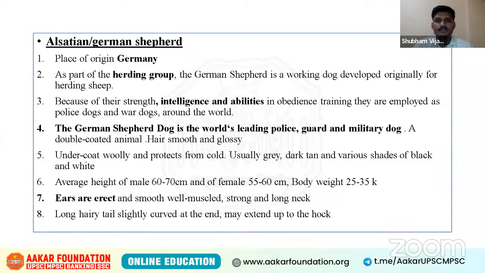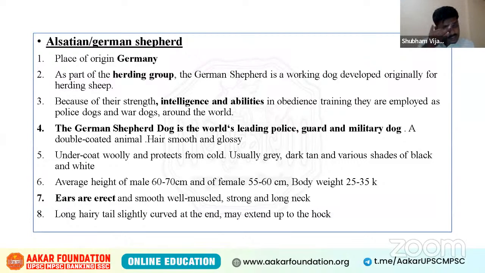This dog is the world's leading police dog and even a military dog, and it has a double coat. The skin is double coated and the hair is smooth and glossy. The undercoat is woolly, and this protection protects it from the cold. That's why it is called a double coated animal. Usually the colors are gray or dark tan or various shades, sometimes even black and white. So in these 3-4 different shades the German Shepherd dog comes.